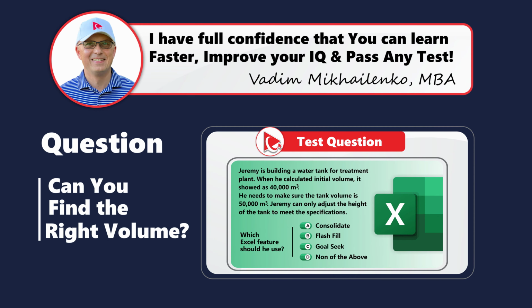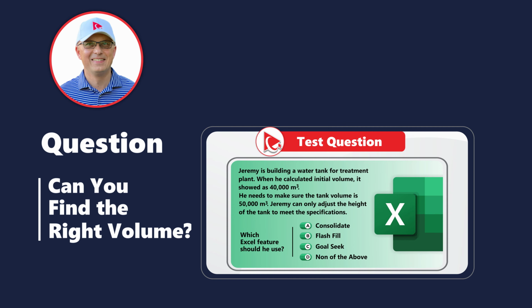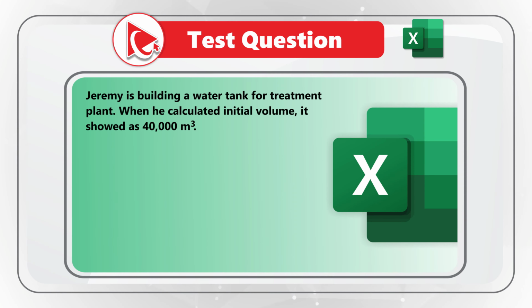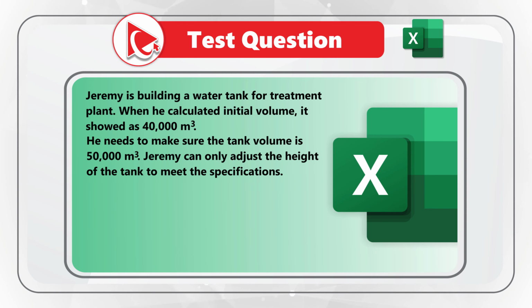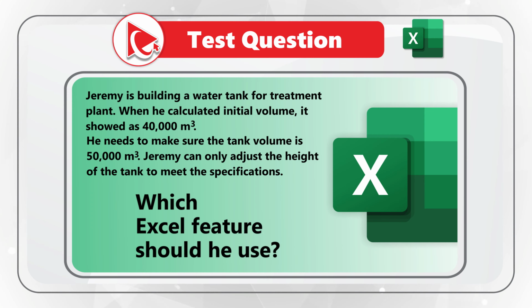Here's an amazing question to test your knowledge of Excel features. Jeremy is building a tank for a treatment plant. When he calculated the initial volume, it showed as 40,000 cubic meters. He needs to make sure the tank's volume is 50,000 cubic meters. And Jeremy can only adjust the height of the tank to meet the specifications. Which Excel feature should Jeremy use?